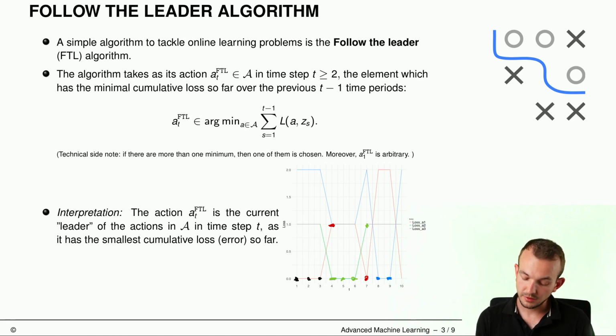And well, at time step 8 and 9, so at 8 the blue action is suffering a loss of -2, so that the cumulative loss is jumping down to 0, and the green one stays with its cumulative loss of 1, and the red one is jumping up to 2 at time step 8, and so on. And then in the 10th, the red action is again the leader. So this is where the name stems from. You're picking the leader in terms of the smallest cumulative loss so far.